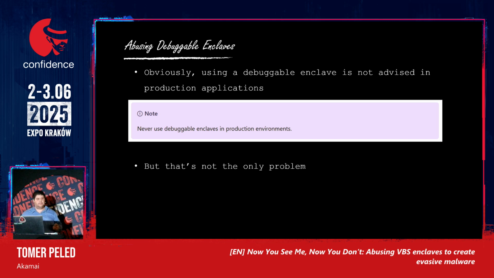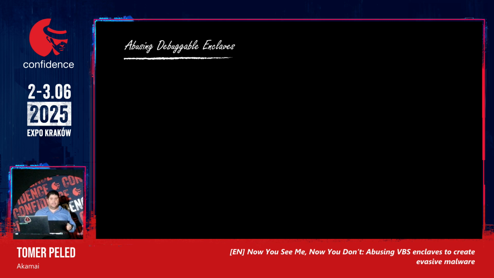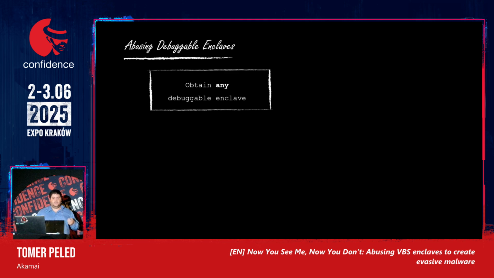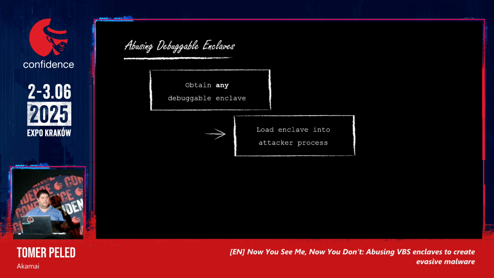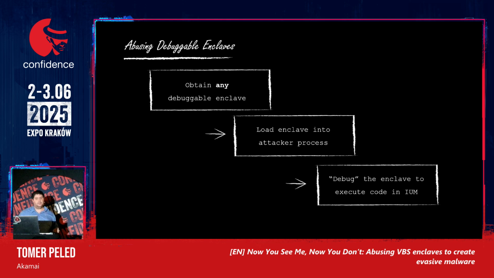But this is not the only problem, the isolation. Because if attackers manage to obtain a debuggable enclave, they will be able to load this into their own process. They will be able to place a shellcode inside this debuggable enclave and will be able to run anything they want inside the isolated user mode.